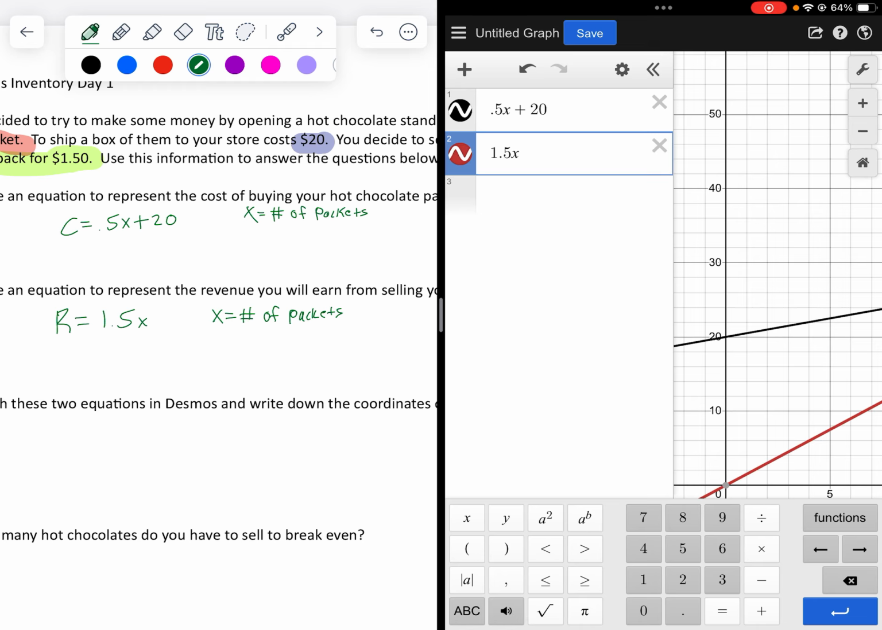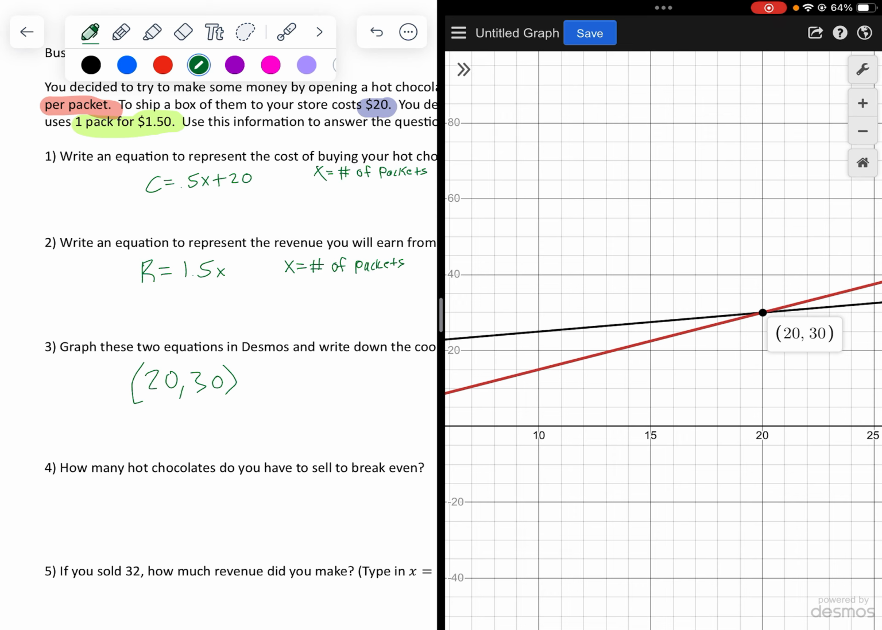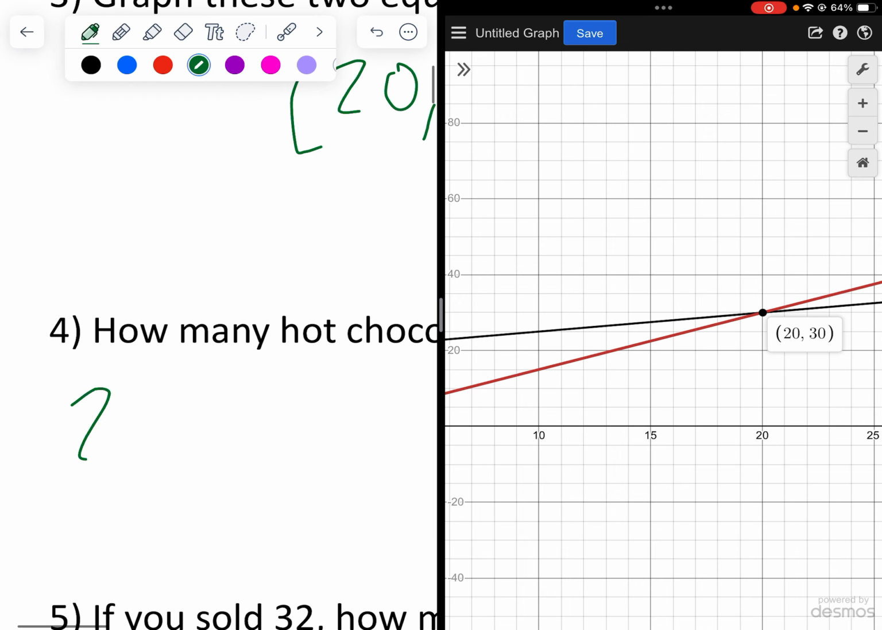So we have these two lines over here, okay? And we want to find the intersection point right there. So our intersection point is (20, 30). How many hot chocolates do you have to sell to break even? Well, remember our red line is our revenue, how much we're making. Our black line is how much we're spending, right? So breaking even is when our lines cross. That's why we wanted to find the intersection point.